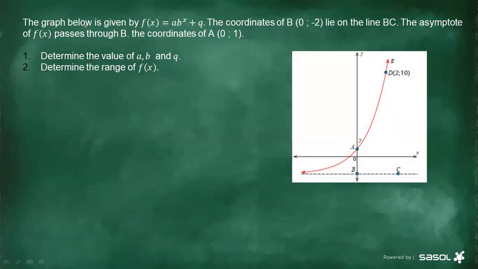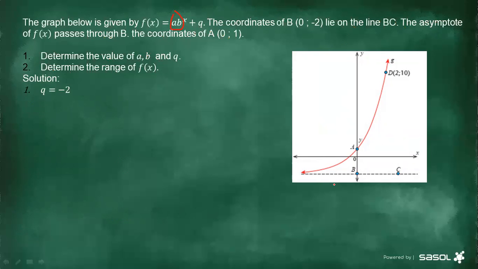The graph below is given by f of x equals a times b to the power x plus q. The coordinates of B are (0, -2) and lie on the line BC, the asymptote of f of x passing through B, and the coordinate of A is (0, 1). Determine the values of a, b, and q. We need these values, including q. Let's see how we determine those.